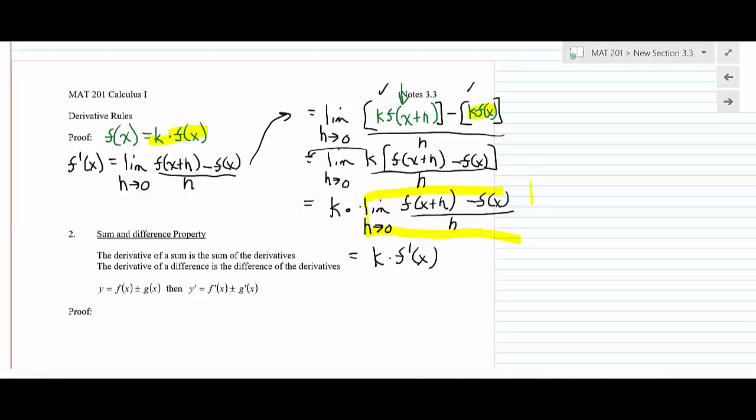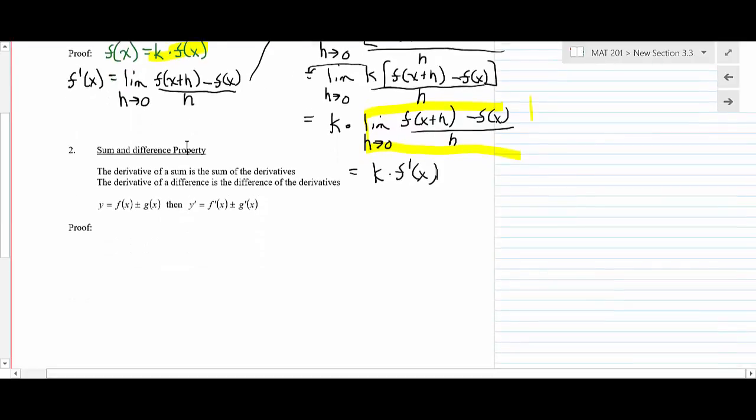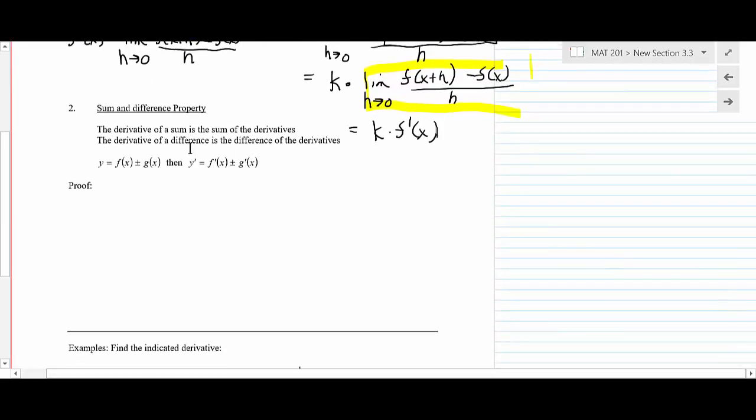Okay. Everything you're doing with a derivative when you're proving something usually has to do with that difference quotient. So the next thing we have is the sum and difference property. I'm going to do a proof of that because it's not too hard.